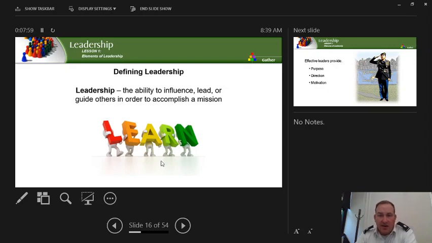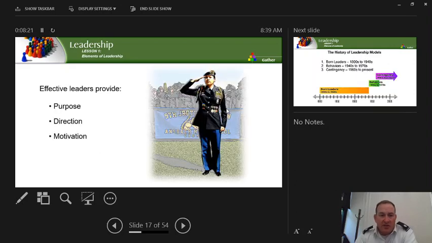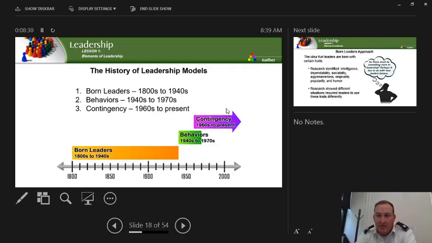Okay, defining leadership. The ability to influence, lead, or guide others in order to accomplish a mission. That's your key right there. Think about some leaders that you've known in the past. What was it that they were trying to do? That really does sum it up right there. Influence, lead, or guide others to accomplish a mission. What do leaders provide? Purpose, direction, motivation. Again, all three of those are essential to be effective.